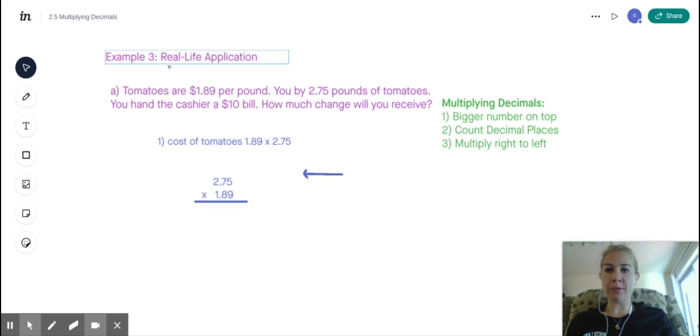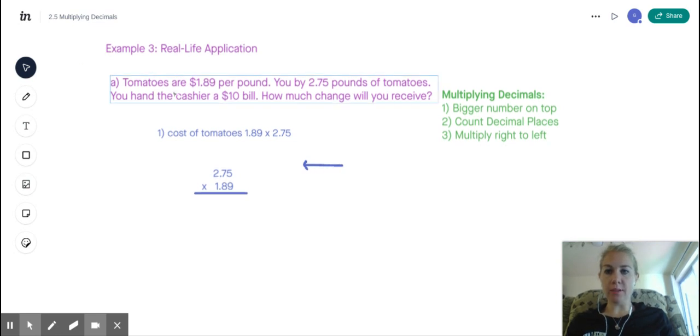All right, let's go over example 3, real life application. This is part of chapter 2, section 5, multiplying decimals. Tomatoes are $1.89 per pound, and you buy 2.75 pounds of tomatoes. You hand the cashier a $10 bill. How much change will you receive?